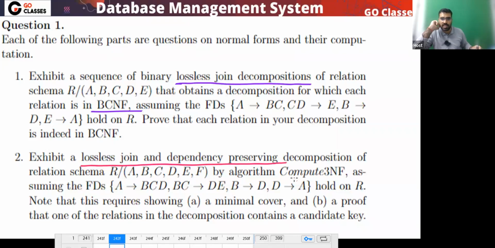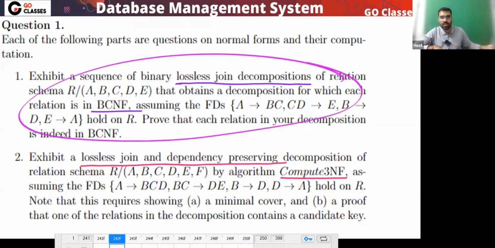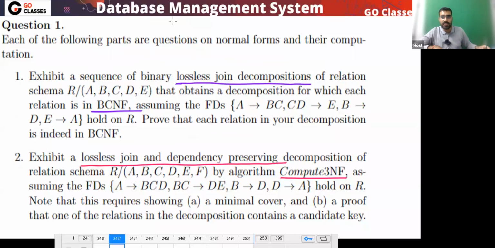So this is the reason this is actually a very good question. The question maker, the professor who created it, knows that for BCNF we can definitely create a lossless decomposition, but dependency preservation may or may not happen. Similarly, for 3NF, lossless and dependency preservation is always possible. So this is the reason this question is very nice.